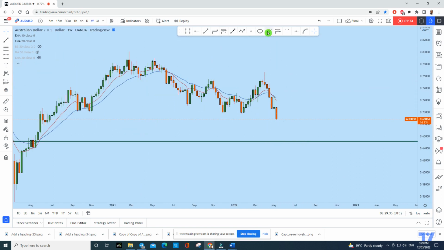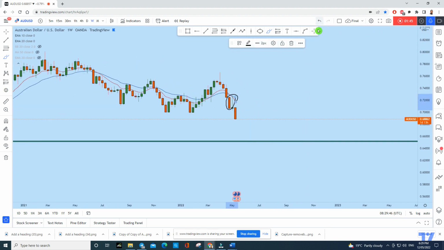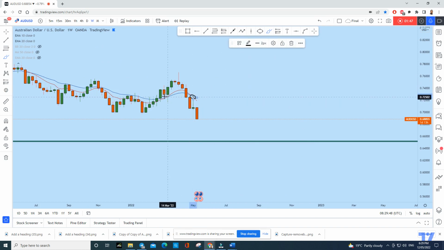Now weekly, we saw that there was a false breakout on the weekly that has grabbed a lot of liquidity to the downside on Aussie dollar. Followed by previous week, we saw a strong rejection from the top, tested this previous support here as a resistance, and we saw that Aussie dollar is moving down.